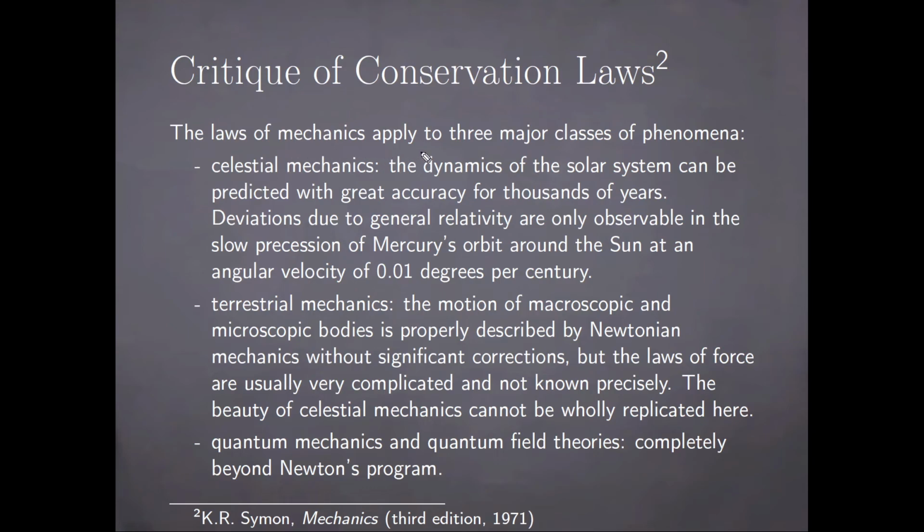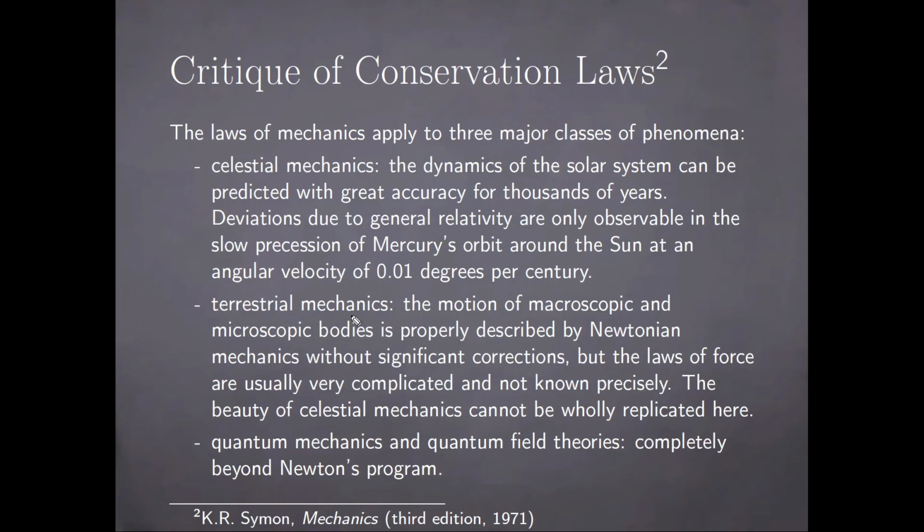The laws of mechanics apply to three major classes of phenomena. Firstly, celestial mechanics, where the dynamics of the solar system can be predicted with great accuracy for thousands of years. Deviations due to general relativity are only observable in the slow precession of Mercury's orbit around the Sun at an angular velocity of roughly 0.01 degrees per century.